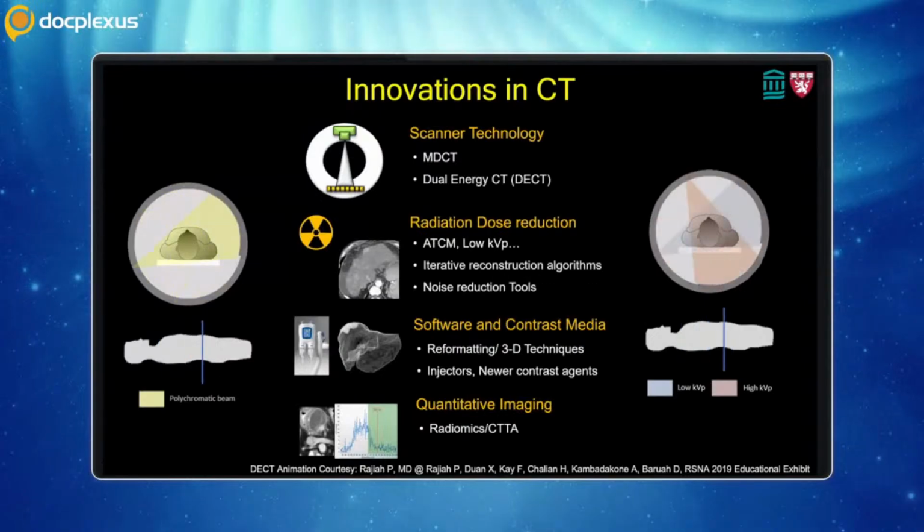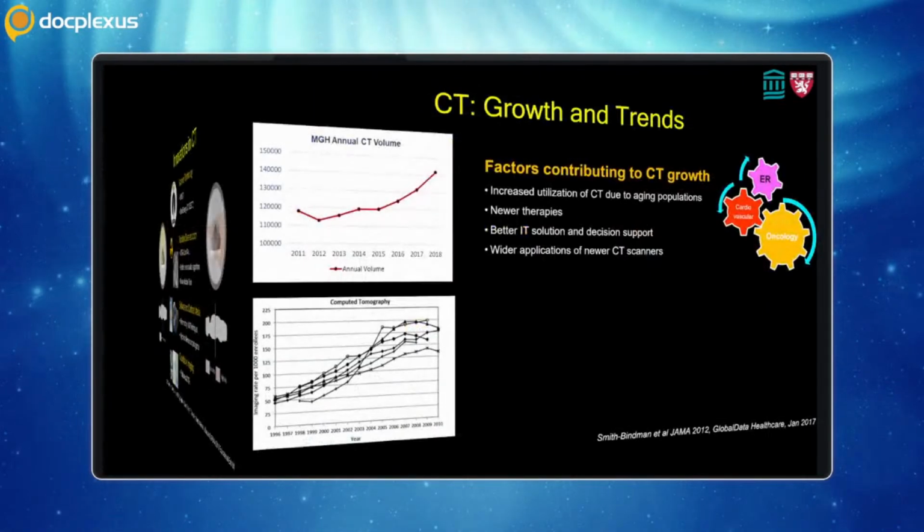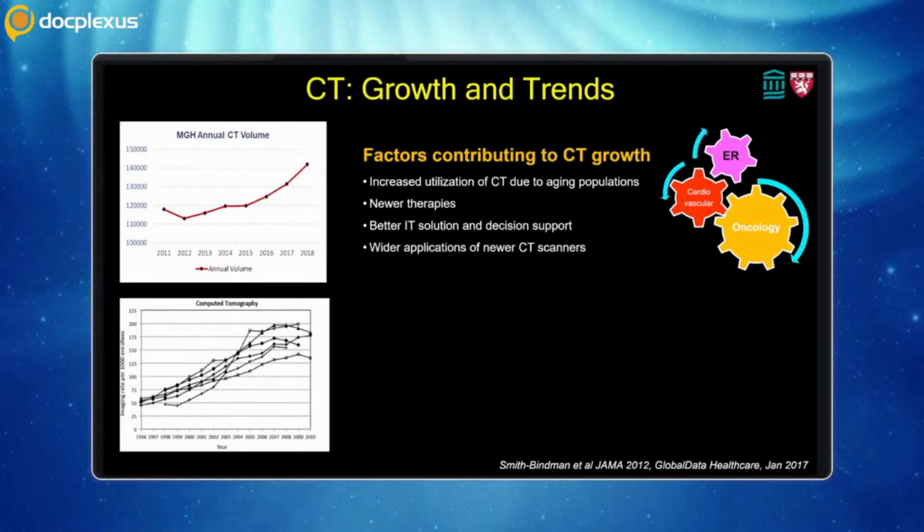Something else to keep in mind here is that if you look at the trends in the growth of CT over the past decade or so, CT has shown a consistent 10% annual growth in the past 5 years, and the annual market for CT systems was expected to grow to nearly $20 billion.